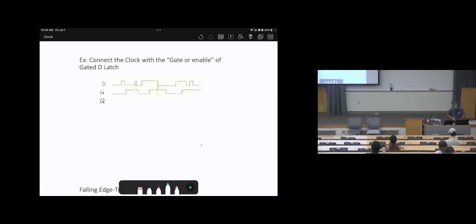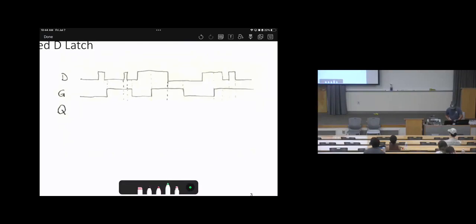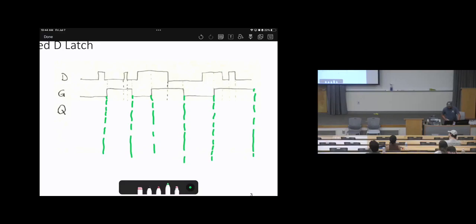Okay, how about the D latch? The D latch here is like an SR latch with enable gates. Look at the gates. This is the on time. This is still also on. Locate the on time. Then here, let's assume the initial condition is 0. So the initial condition here is 0.